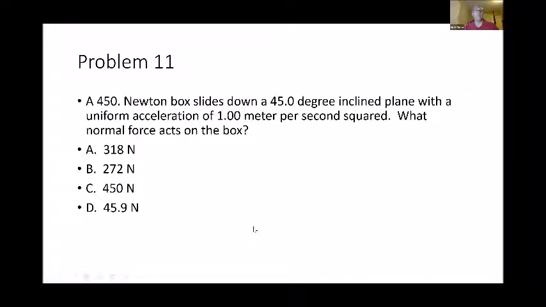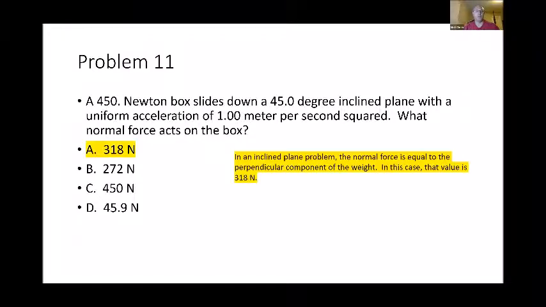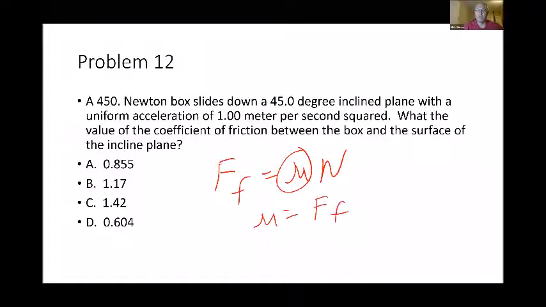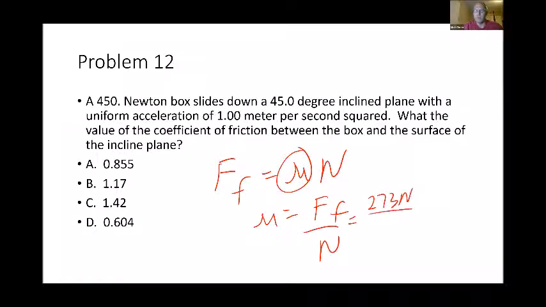So what you've got to remember on this is, that's the normal force. You've got to remember this friction equation. We're solving for the coefficient of friction, mu. So mu is equal to the frictional force divided by the normal force. We found in previous problems that the frictional force was 273 newtons. We also found that the normal force was 318 newtons.